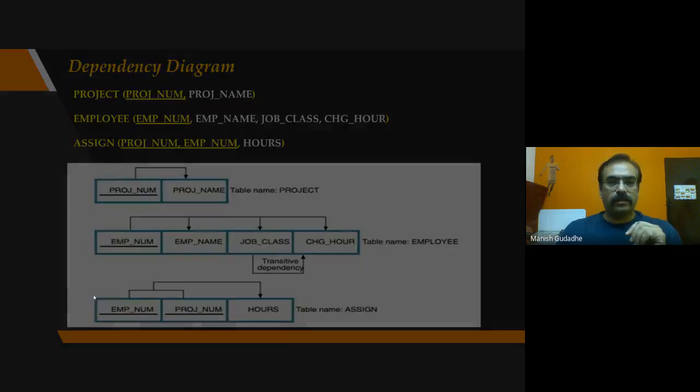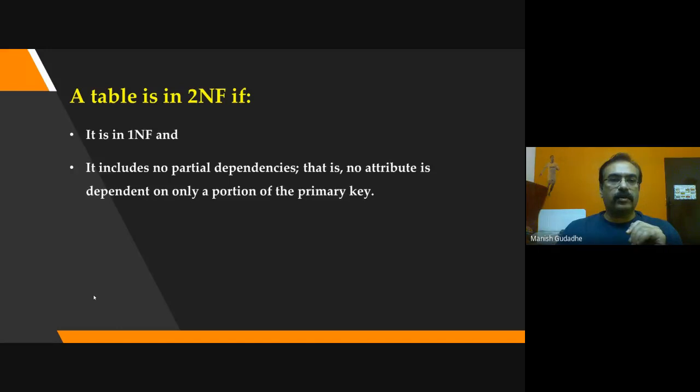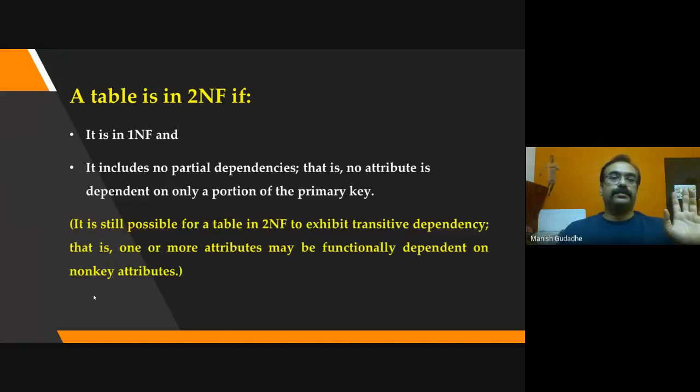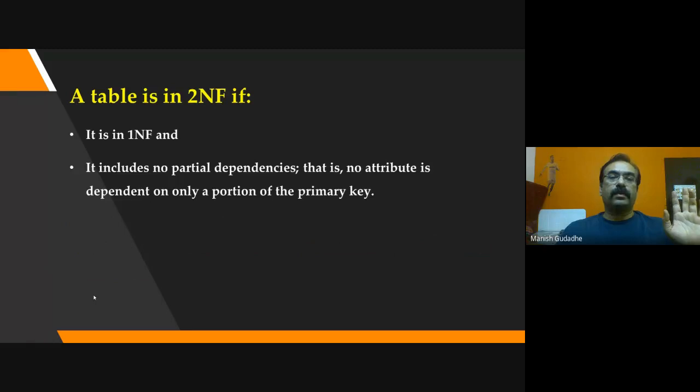Fine. The formal definition of second normal form is: a table is in second normal form if it is in the first normal form and it includes no partial dependency. That is, no attribute is dependent on only a portion of the primary key. Or in other words, every non-prime attribute should be fully functionally dependent on the primary key.